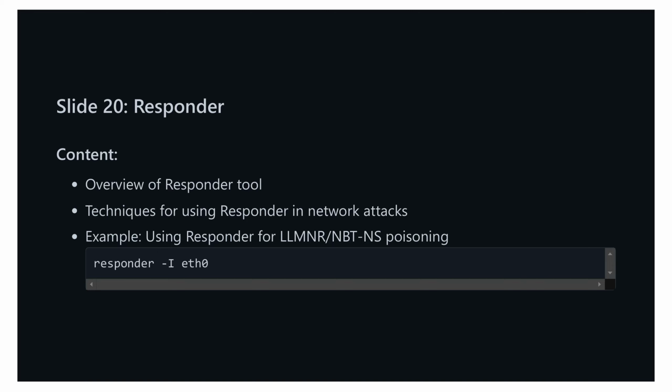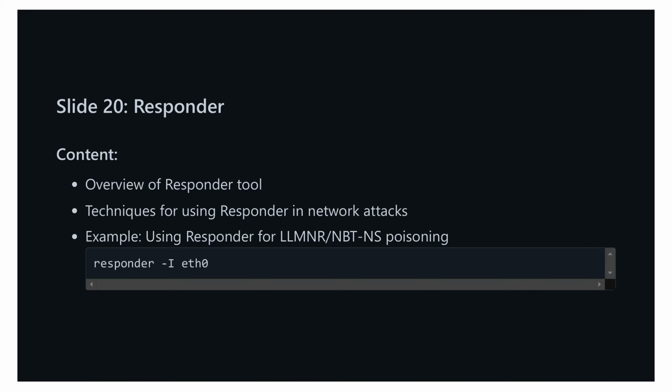Responder is a powerful tool for network reconnaissance and exploitation, mainly targeting the Windows network environment. It can capture and analyze network broadcast and multicast traffic, which often contains unencrypted credentials that can be exploited. One of the most effective techniques with Responder is LLMNR, Link-Local Multicast Name Resolution, and NBT-NS, NetBIOS Name Service, poisoning. These protocols are designed for host name resolution in Windows networks, but they are susceptible to manipulation. By exploiting these weaknesses, Responder can trick network devices into sending authentication credentials to the attacker's machine.